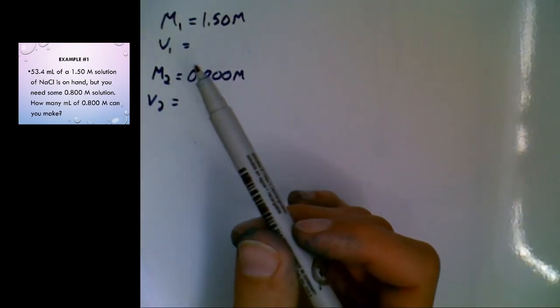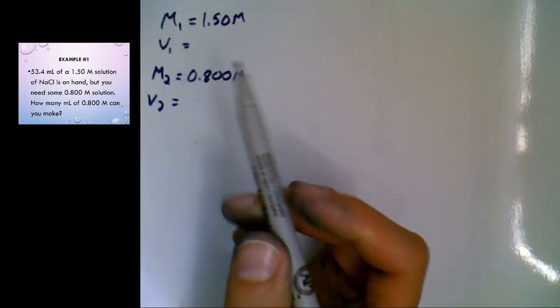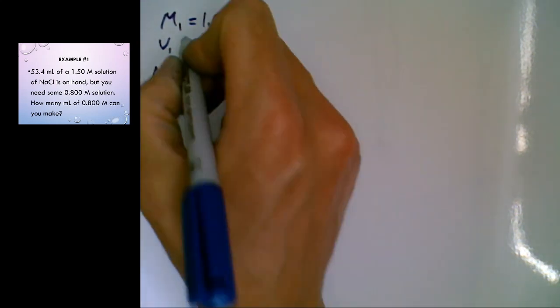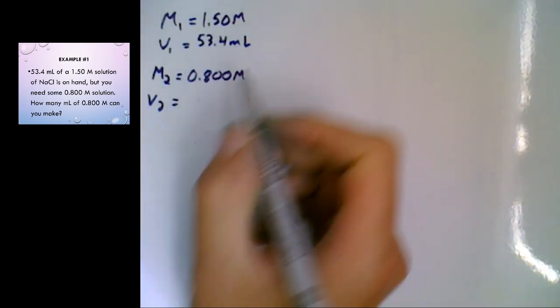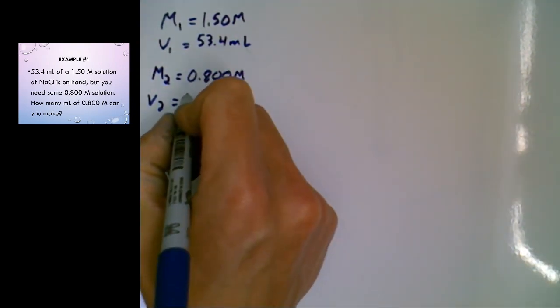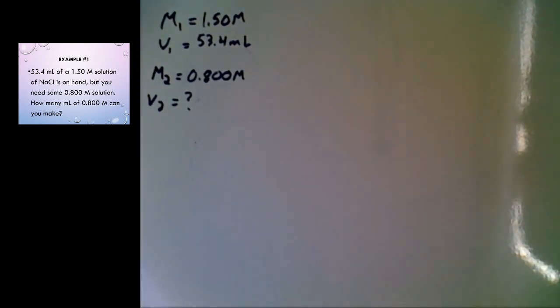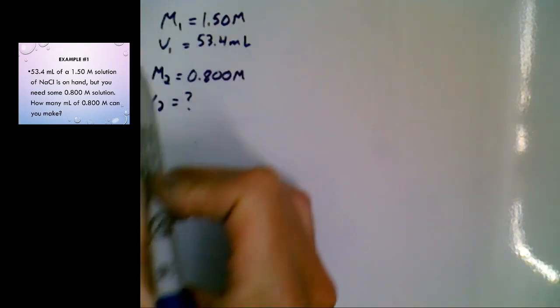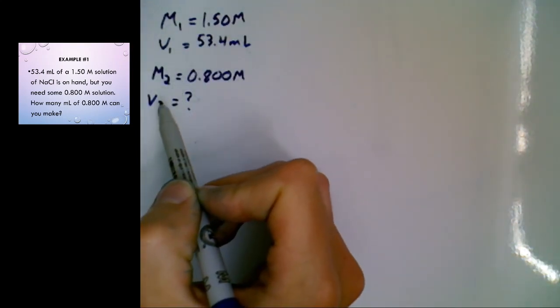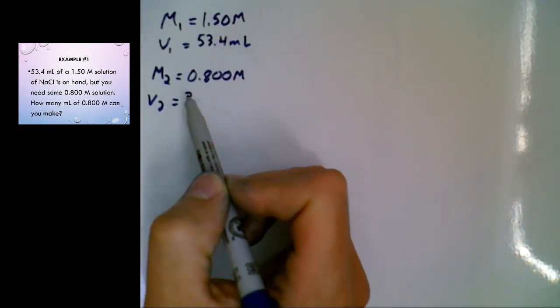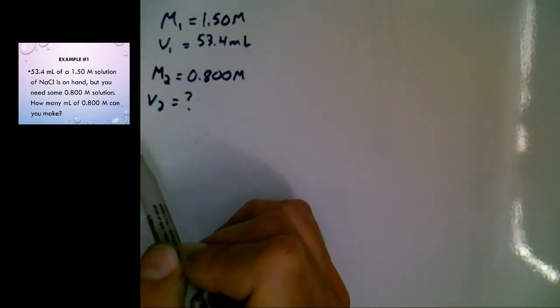The beginning volume is 53.4 milliliters. And it's actually asking us how much can we make? So what's our final volume going to be? I like to do this, and I think this is an important step in any problem solving: sort your information and organize your thoughts before you jump in.